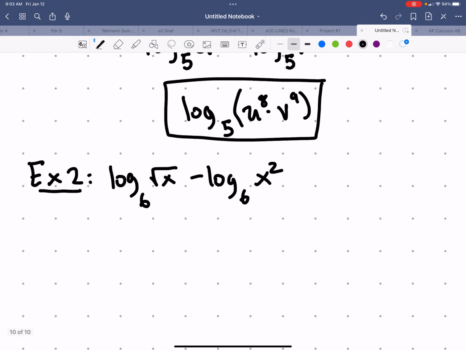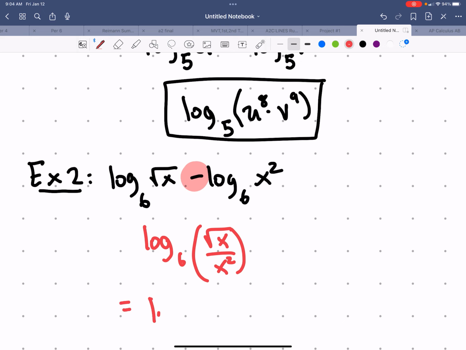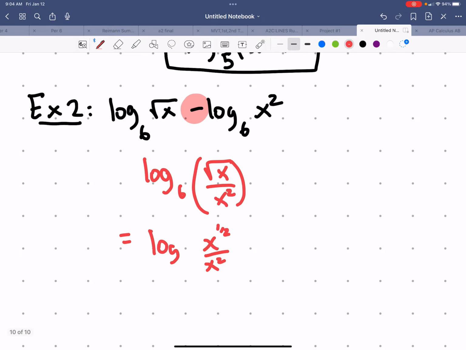So notice here, we have subtraction, right? Subtraction means division. Subtraction means use a fraction. So you're going to have square root of x over x squared. Now this looks funny. I don't like it like that, because I can rewrite this as log base 6. Remember, square root of x is x to the 1/2 over x squared. And I don't know if you know this, but when you have x's over x's, you're going to subtract the exponent. So it's 1/2 minus 2.